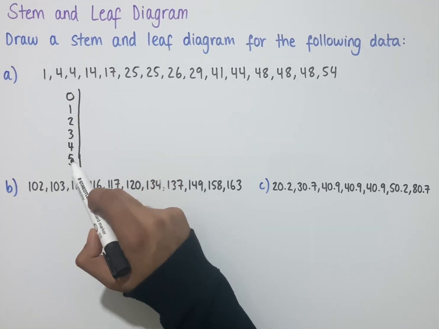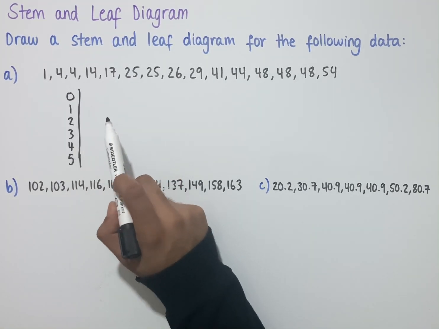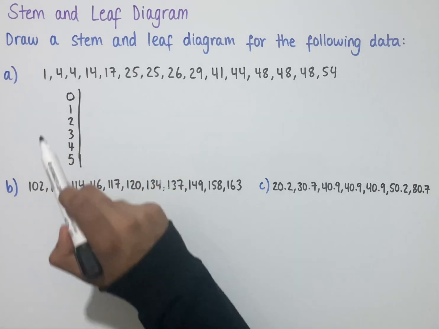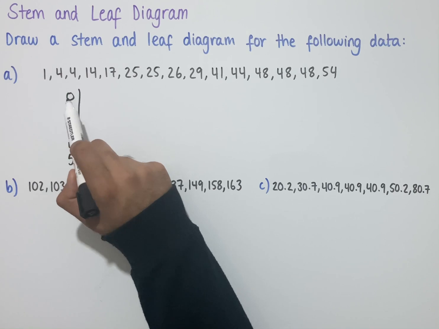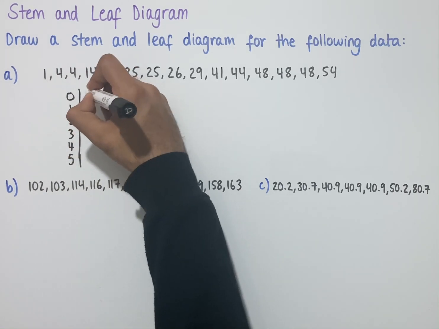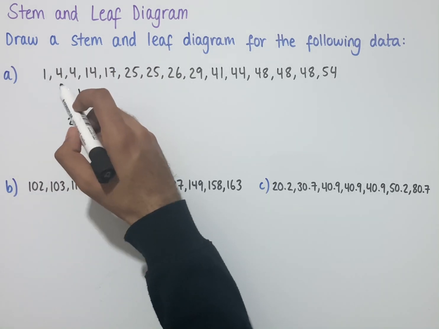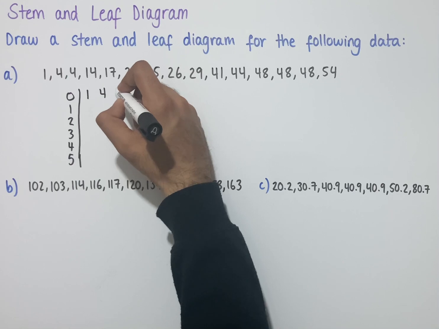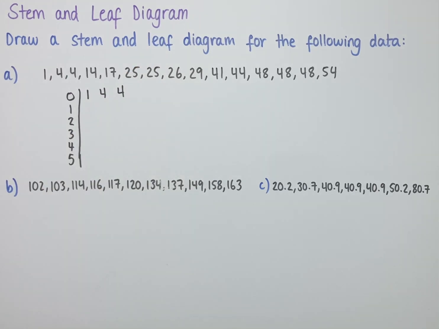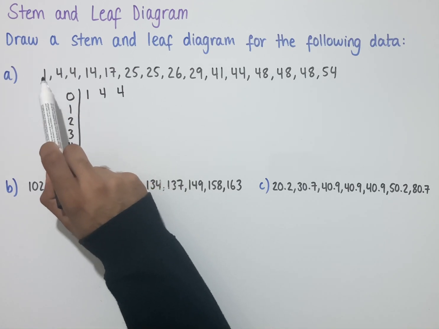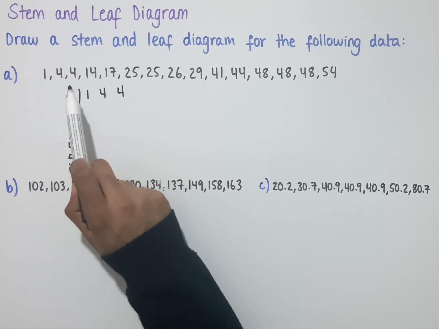Now we have the stem, we can write our leaves, going through each of the numbers in order from smallest to biggest. The first number is 1, it has 0 tens and it's the smallest single digit number, so we write 1. The next number is 4, it has 0 tens, so we write 4, and the next number is 4 again, so we write 4. Now this first leaf is complete because we've written all the numbers that have 0 tens.